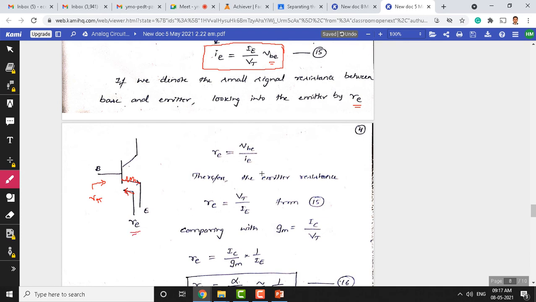Now again, let us go through the definition here. We have defined here what re is.